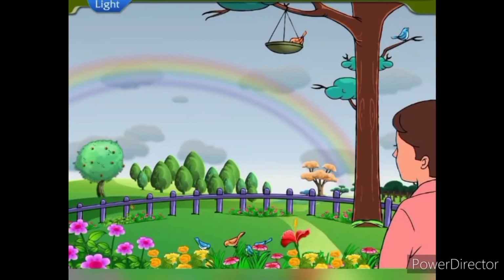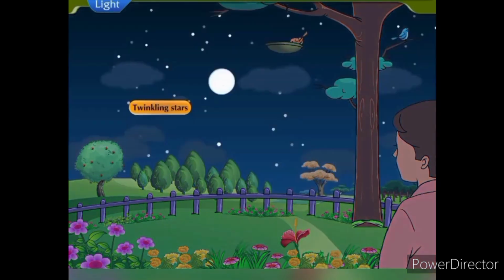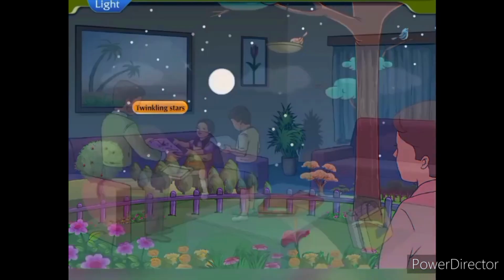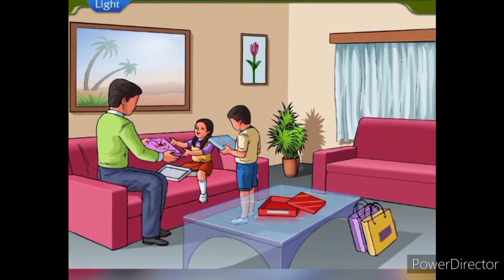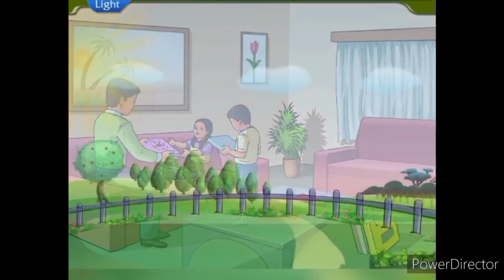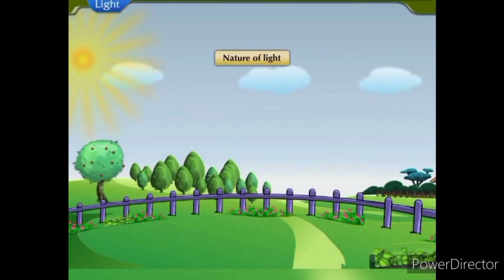It is because of the presence of light that we can see the world around us. We can see the colorful rainbows, green forests, blue sky, colorful flowers, twinkling stars, and different objects in the surroundings in the presence of light. Let us understand the nature of light.